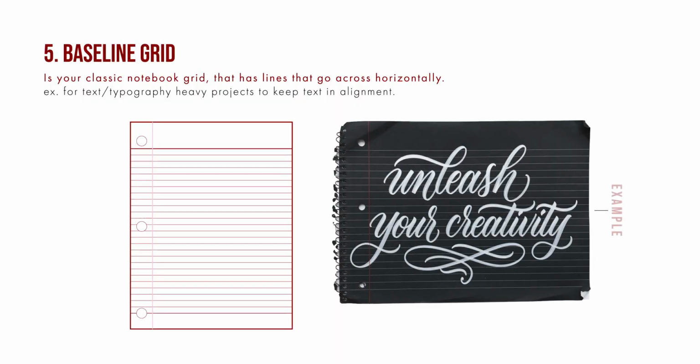Number 5, the baseline grid. This is your classic grid. We are all familiar with this unless you never went to school or had a notebook. It's a grid with horizontal lines going across, and you guessed it, it's for documents that have a heavy amount of text. The focus being on typography and organizing large amounts of text so they all align.